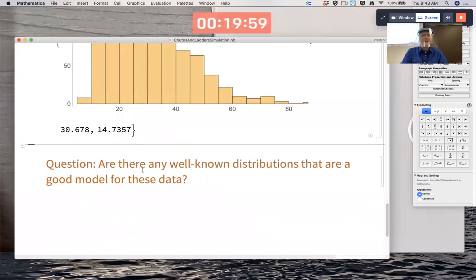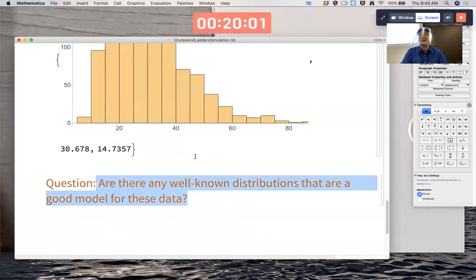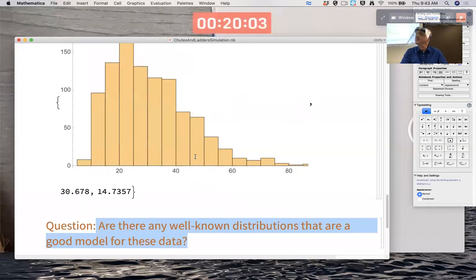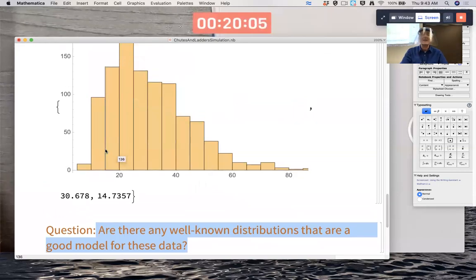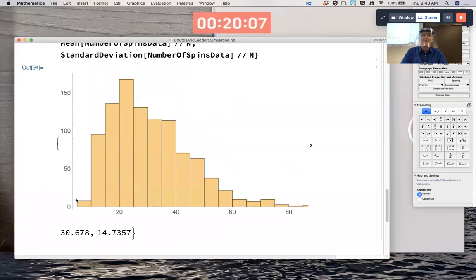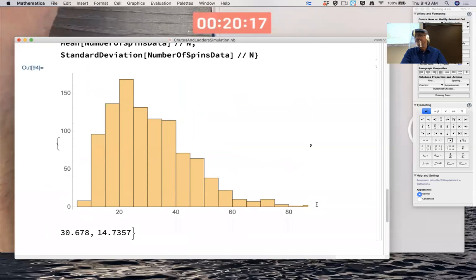Question, are there any well-known distributions that are a good model? I don't know, I haven't tried. But you need a density function, a PDF that has a graph that goes up and then down about like that with a heavy right tail, a long right tail. Some sort of gamma distribution, perhaps, maybe something to guess as one possibility.